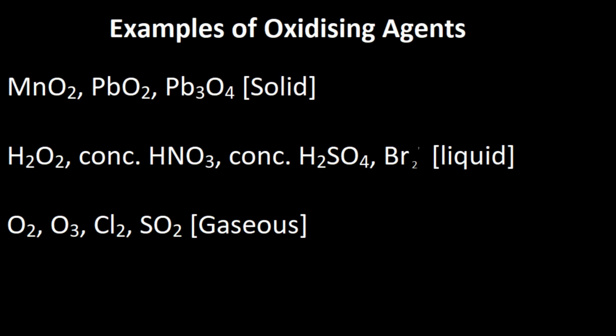Now see the examples of oxidizing agents. Examples of oxidizing agents exist in solid, liquid and gaseous state. Manganese dioxide, lead dioxide, red lead are solid oxidizing agents, whereas liquid H2O2, hydrogen peroxide, concentrated nitric acid and concentrated sulfuric acid and bromine are the examples of liquid. And gaseous oxidizing agents are oxygen, ozone, chlorine and sulfur dioxide.